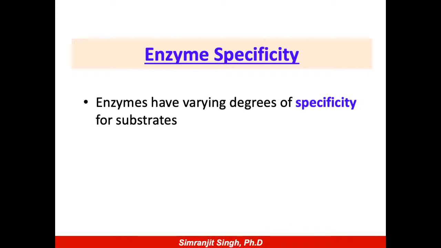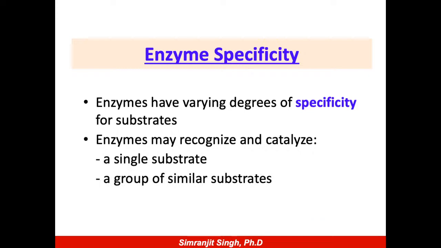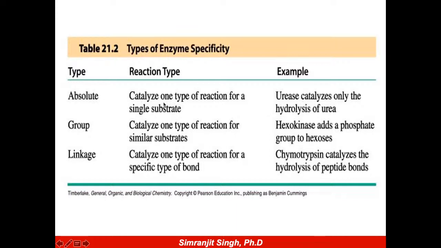So enzymes are very specific. According to the substrates, they could recognize and catalyze a single substrate, a group of similar substrates, or a particular type of bond. If it is a single particular substrate, it is absolute. If it is a group of similar substrates, it is group specificity. And if it is a specific type of bond, then it's linkage type. Examples for them respectively are: urease catalyzes only the hydrolysis of urea, hexokinase adds a phosphate group to hexoses, and chymotrypsin catalyzes the hydrolysis of the peptide bond.